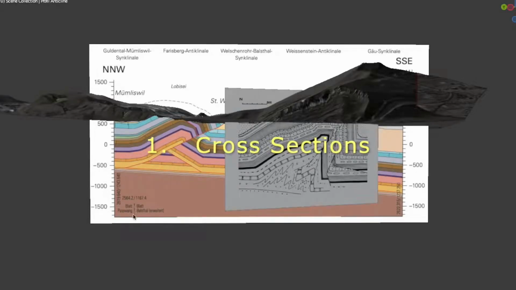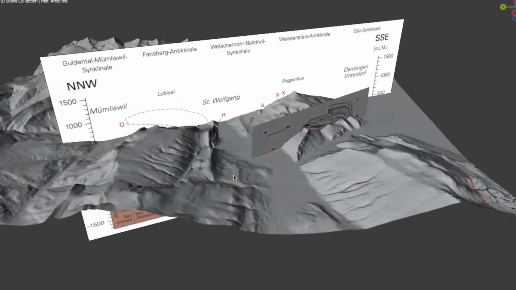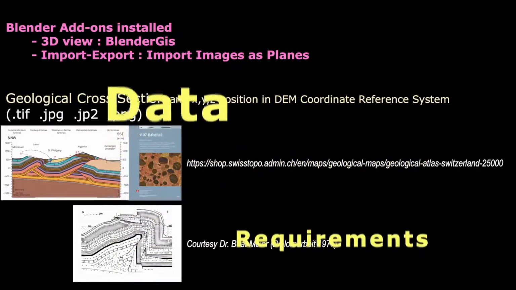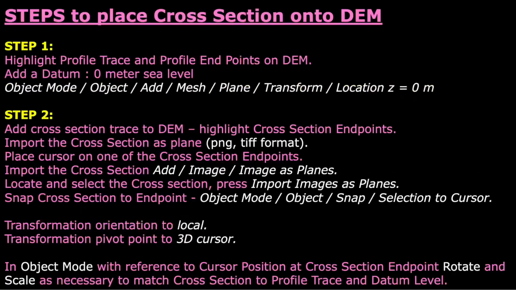Let's start with the cross-section, scaled to match the digital elevation model. I assume you have installed the two add-ons, BlenderGIS and Import Images as Planes. I will use the cross-sections in PNG formats taken from the sources listed in this slide. In this second slide I have summarized the procedures we will go through now.